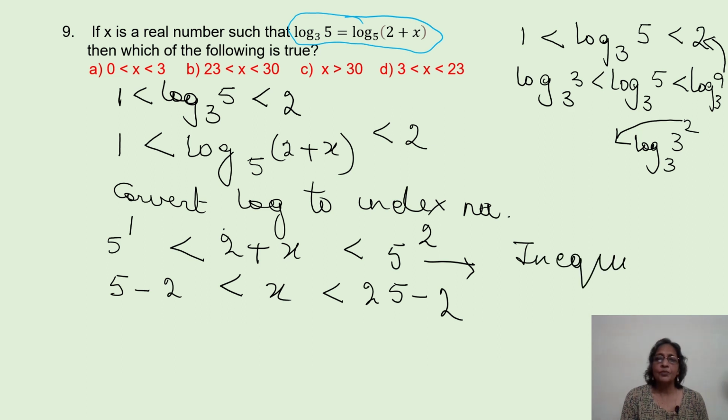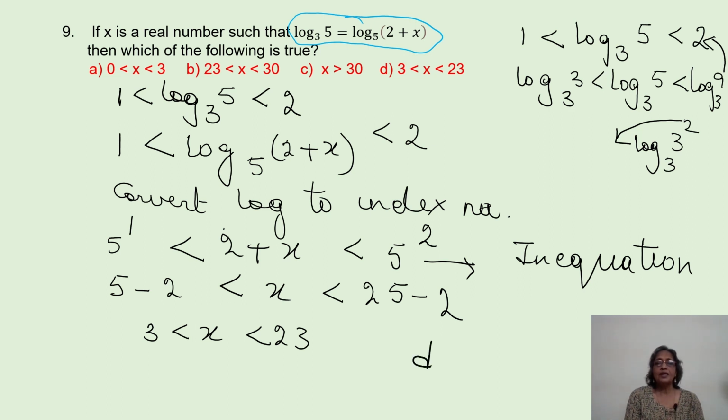You have done inequations earlier. So very easily you'll see, solving this, you will get your answer as 3 is less than x is less than 23. So our D option is the correct one.